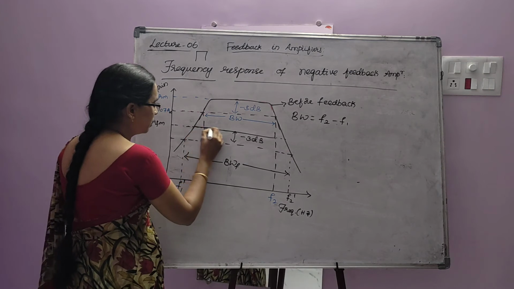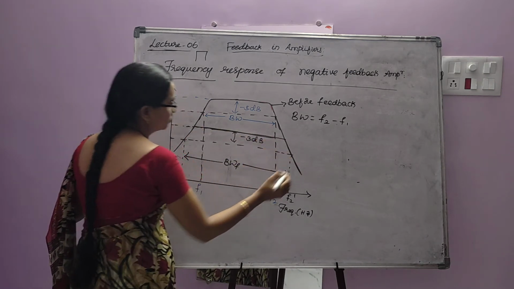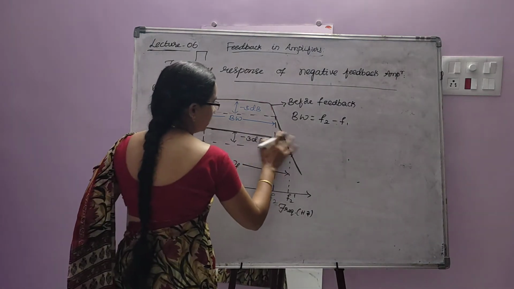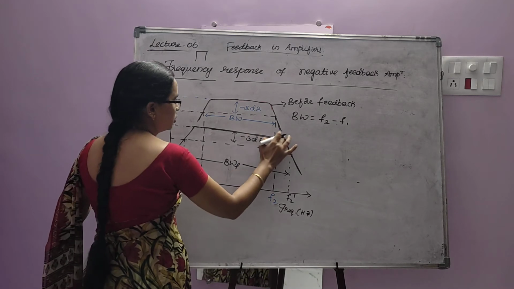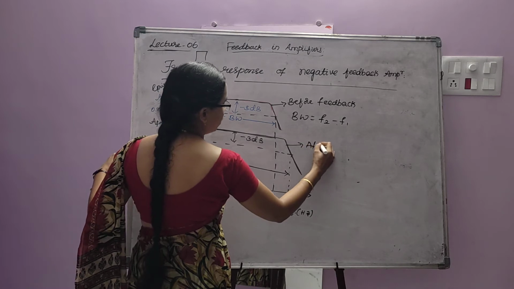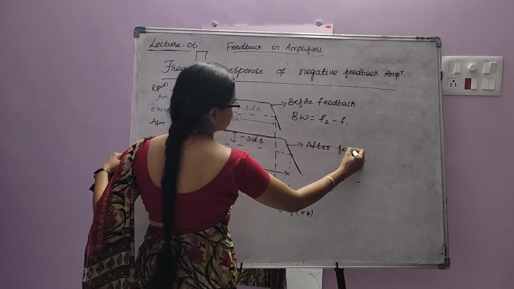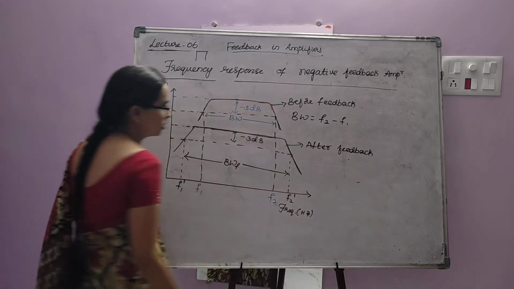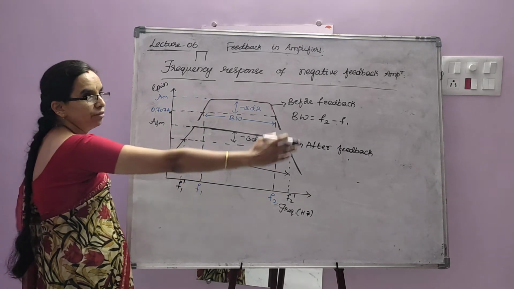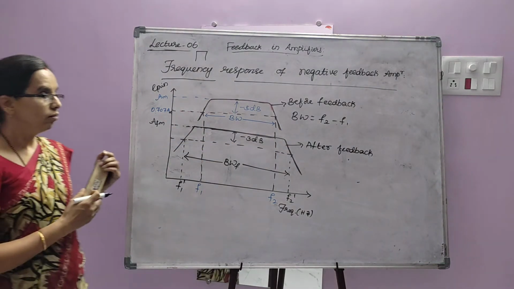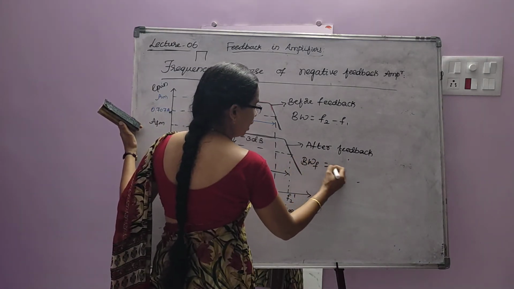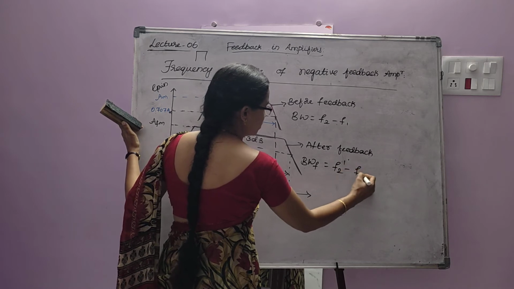So this will be my curve of bandwidth. I'll just rub here so that you can distinguish between the two bandwidths. Here, before feedback and after feedback, if I draw the frequency response curve for the amplifier, it will be somewhere here. The gain is decreased but the bandwidth is increased. So we can tell the bandwidth after the feedback will be f2 dash minus f1 dash.